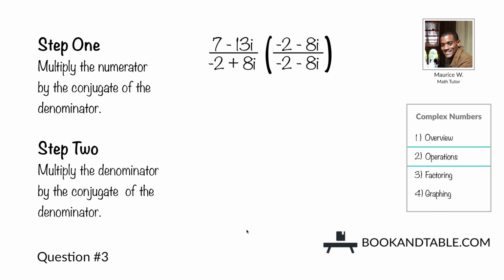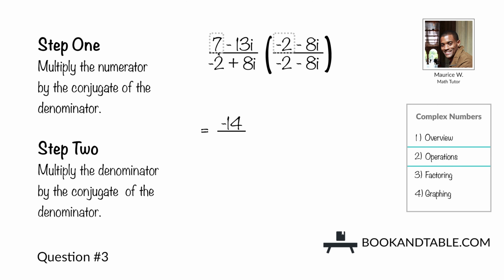Let's take a look at question number 3. We were asked to find the quotient of 7 minus 13i divided by negative 2 plus 8i. We first want to multiply the numerator by the conjugate of the denominator. The conjugate is the result of switching this plus to minus. So we're going to multiply the numerator and denominator by negative 2 minus 8i.